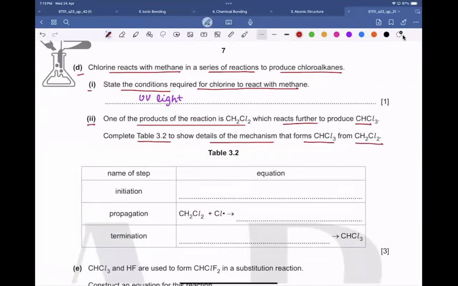Okay, if they have asked you the initiation step, if you recall, in the initiation step, there is always a chlorine molecule or a halogen molecule broken down into radicals. So you have to do this. Is this understandable?